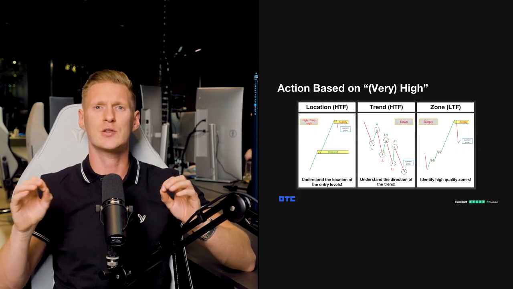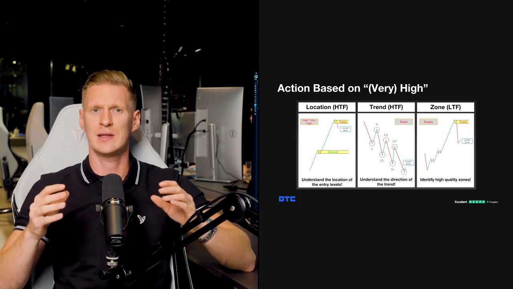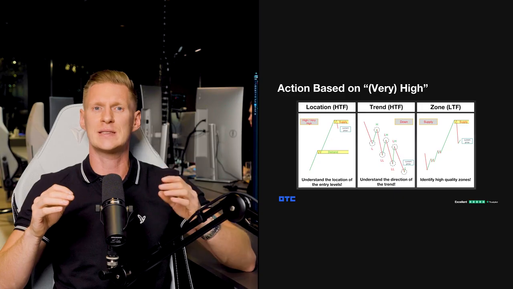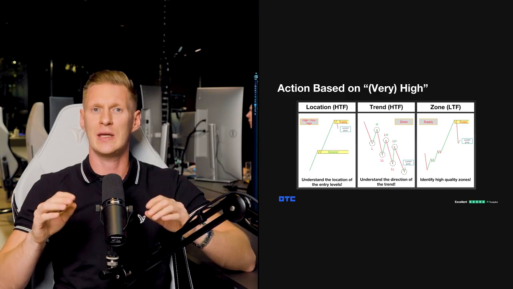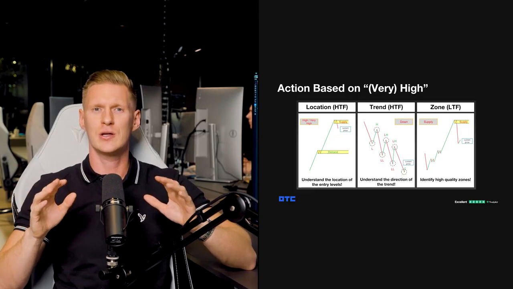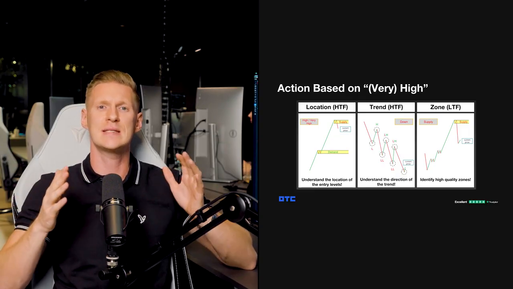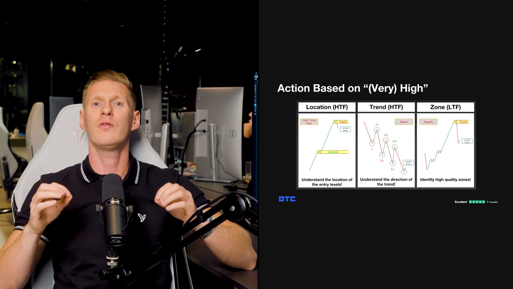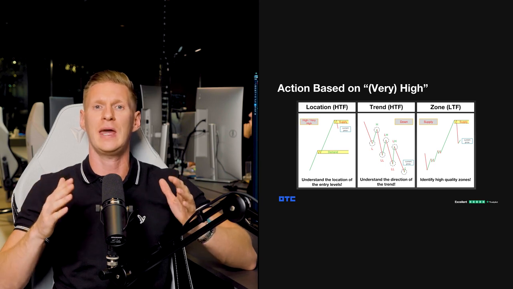Probability of success. Trading with the HTF downtrend significantly increases the likelihood of the trade working out. The momentum is on our side, and the location further reinforces the setup, as it's in the high or very high range of the HTF.